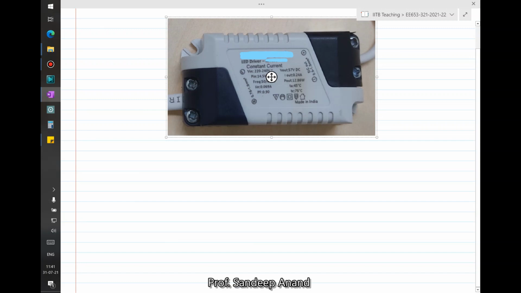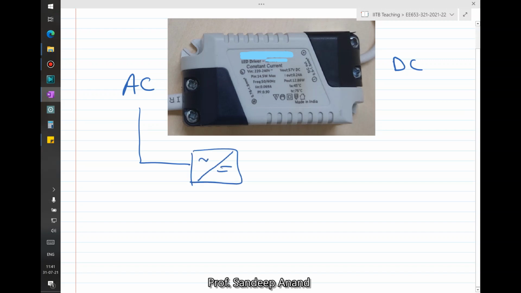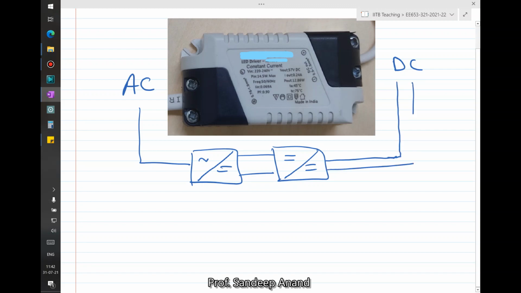So the main job this driver does is it converts an AC power into DC power. This AC power to DC power conversion is usually done in these drivers in two stages, right? So there's an AC to DC block, and then this AC to DC block feeds into another block, which is a DC to DC block. I'm just drawing a single line, but this would actually be two lines. Okay, let me draw both the lines, right?